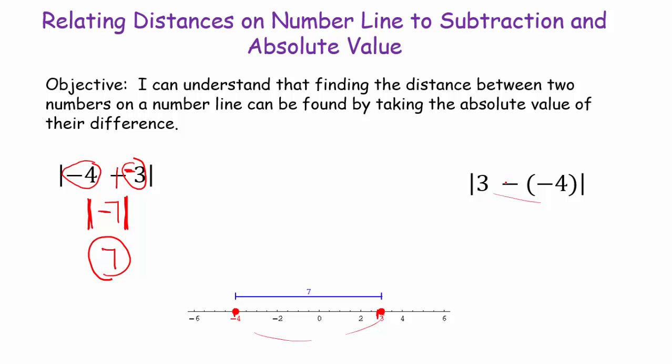Again, we take our subtraction statement, rewrite it as addition. Subtraction becomes addition, and you change the sign of the number being subtracted. Well, what's 3 plus 4? 3 plus 4 is 7. So we take the absolute value of 7. How far is 7 from 0 on the number line? 7 units. Therefore, the distance on the number line is the same as the absolute value of the difference between those endpoints, between the two given numbers on the number line.